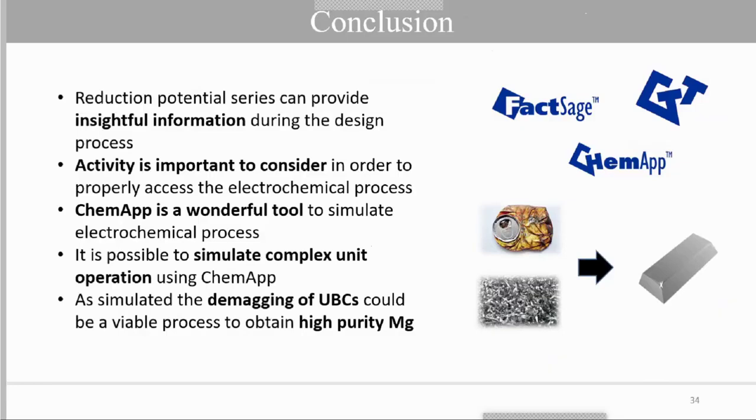ChemApp is a wonderful tool to simulate complex unit and electrochemical processes, due to the nature of having two components in the cell. And as we've simulated, demagging of UBC could be a viable process via electrolysis to obtain high purity magnesium. Thank you very much for this, and I'm open to your questions right now.